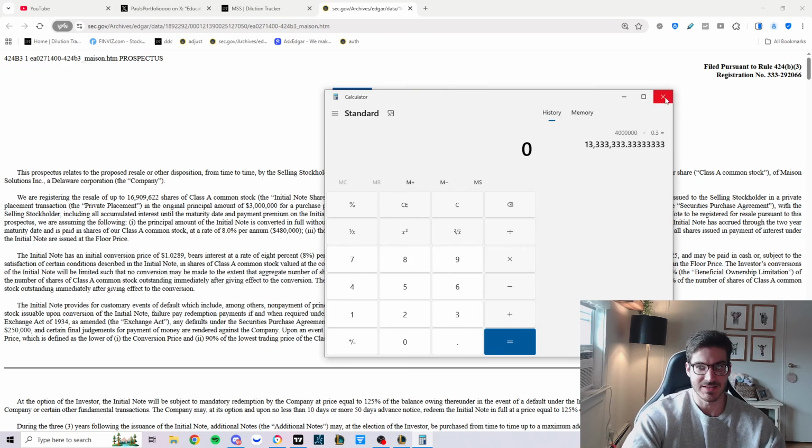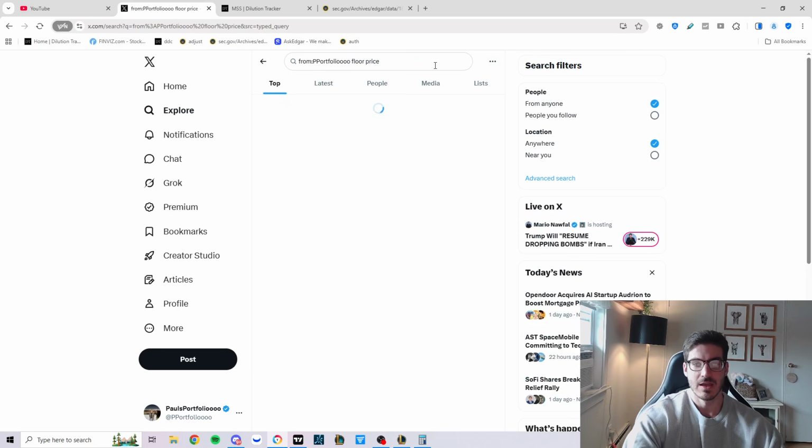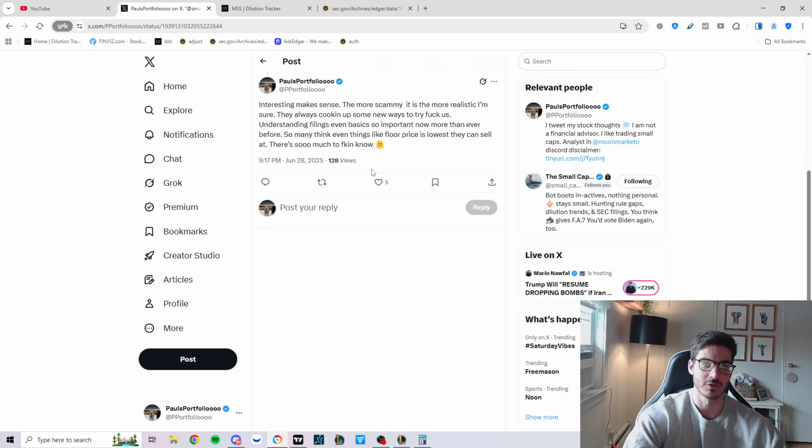That doesn't mean that they can't sell, even though a floor price is 10 or 50 cents or $1. It doesn't matter what the floor price is, you can sell at any price unless it specifically says that you can't. They can sell at any price. The floor price does not mean that they can't sell below it. It just gives them the ability to cap the conversion of how much they're able to. I think I tweeted about this too. I've talked about it here with stuff.